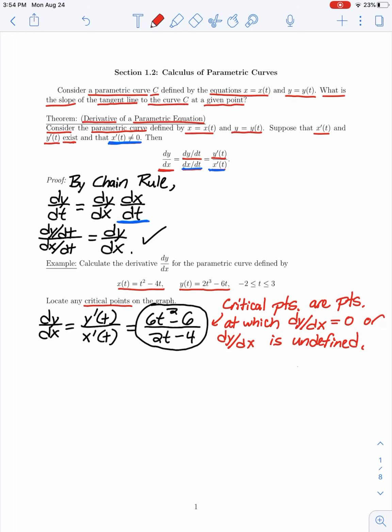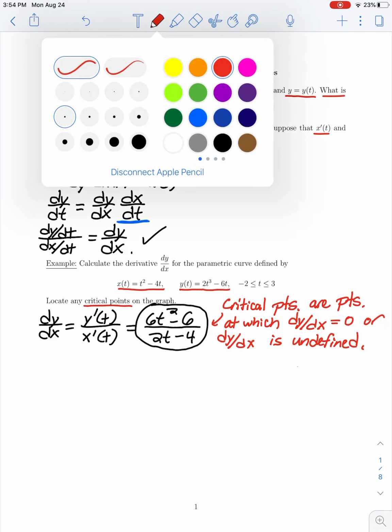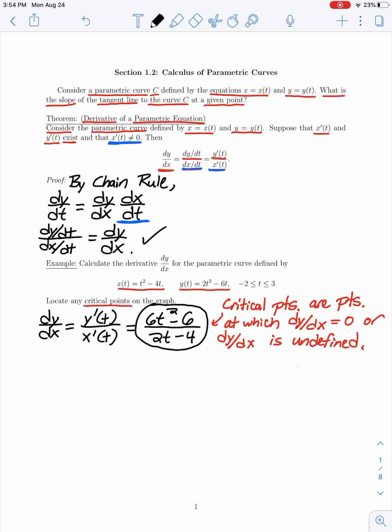All right. So the first type of critical points which I could have are points for which the derivative is equal to 0. So let's look for those. We're going to take our derivative, dy/dx, which we just found to be (6t squared minus 6) over (2t minus 4), and we're supposed to set it equal to 0.